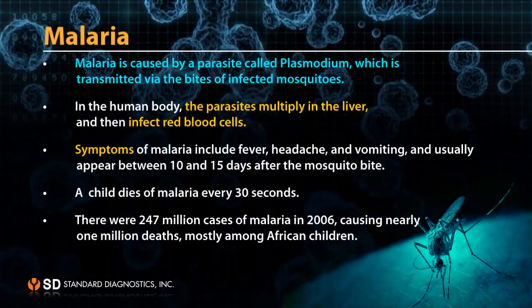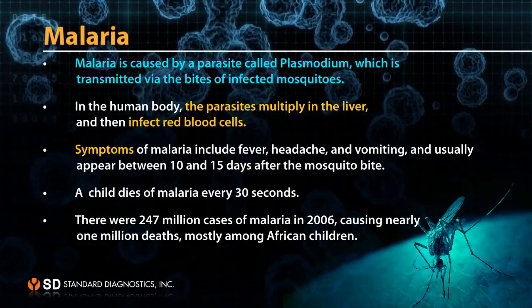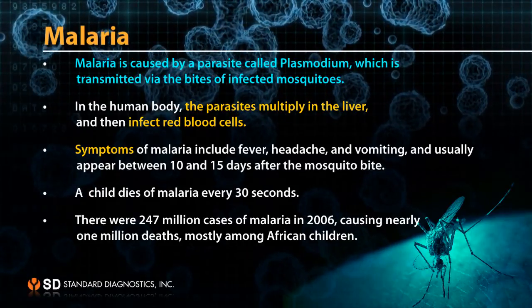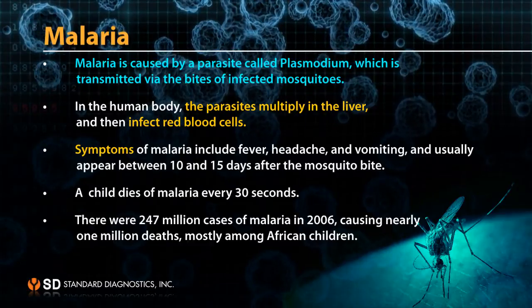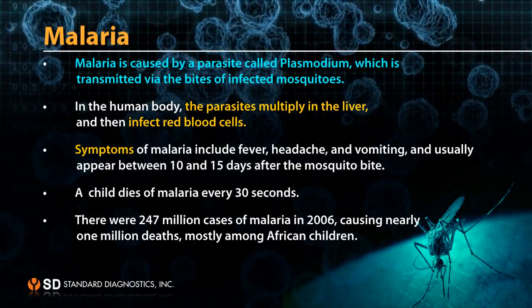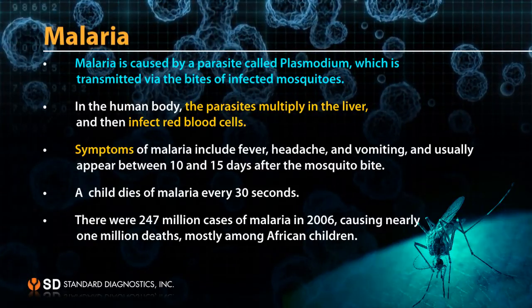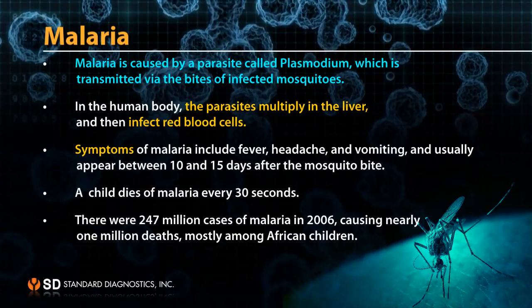Malaria is caused by a parasite called Plasmodium, which is transmitted via the bites of infected mosquitoes. In the human body, the parasites multiply in the liver and then infect red blood cells. Symptoms of malaria include fever, headache, and vomiting, and usually appear between 10 and 15 days after the mosquito bite.